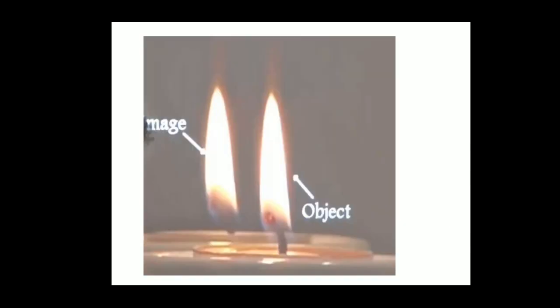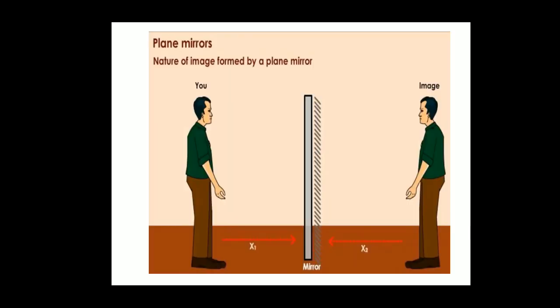Can you see this image? Which is an object, which is an image? If the letters are not written, we can't identify. Both are appearing exactly the same. Actually, one is object, another one is image. It is marked clearly. There is a plane mirror in between them, because the plane mirror produces exactly the same size of the image.